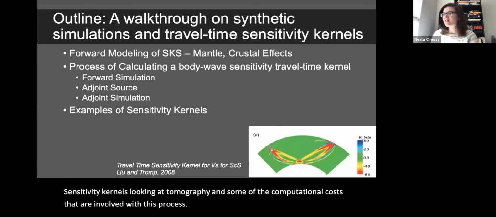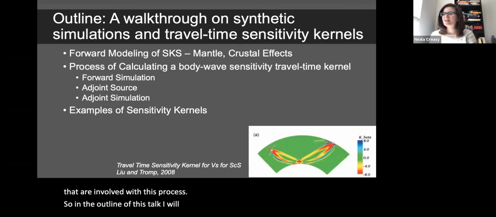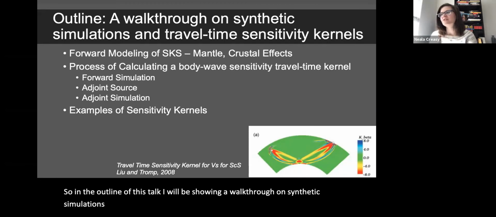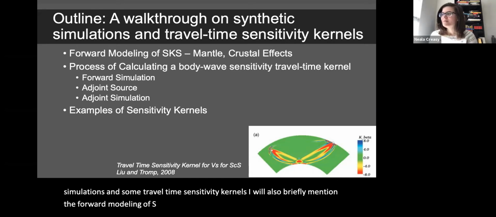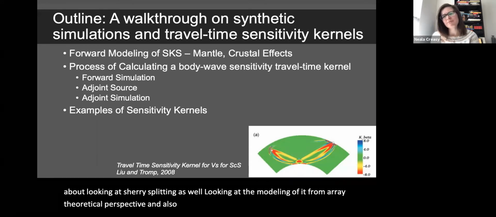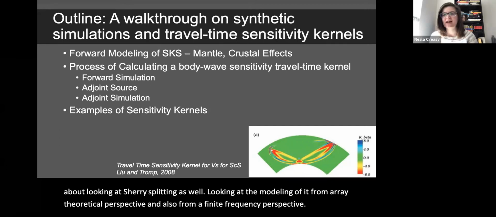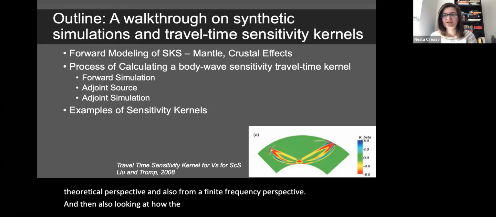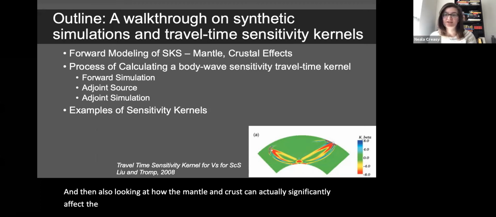In the outline of this talk, I will be showing a walkthrough on synthetic simulations and some travel time sensitivity kernels. I will also briefly mention the forward modeling of SKS and also S and ScS, and discuss a little bit about shear wave splitting, looking at the modeling of it from a ray theoretical perspective and also from a finite frequency perspective. And then also looking at how the mantle and crust can significantly affect the waveforms of these phases, such as the SKS, which we're really interested in in this work.